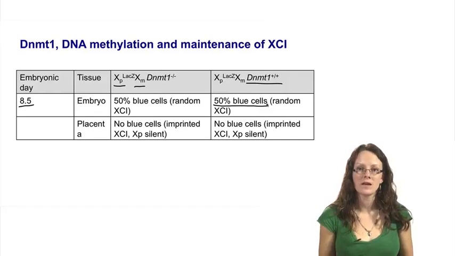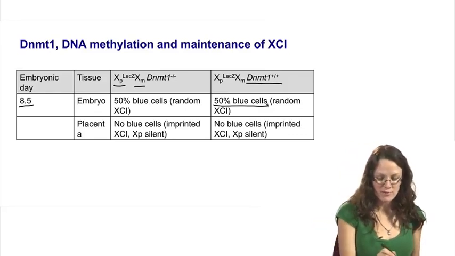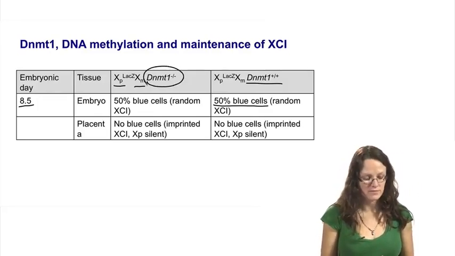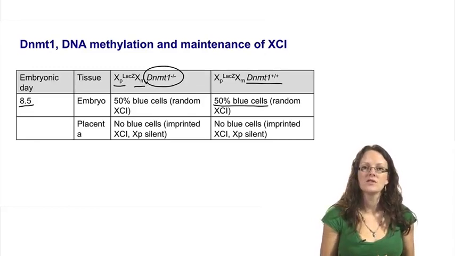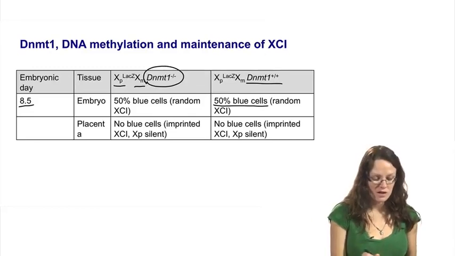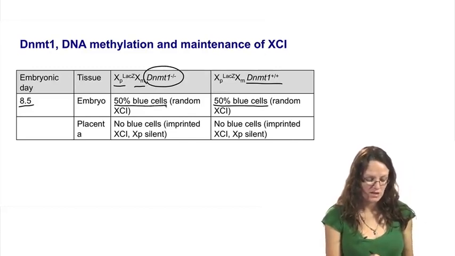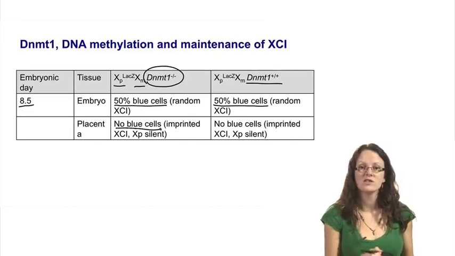inactivation. So if you then look at the very same genetics, but now including a Dnmt1 null, in the Dnmt1 null embryo, you see the same thing. There's no difference at this stage. We still see normal random X inactivation, 50% blue cells, and in the placenta, no blue cells because of imprinted X inactivation.